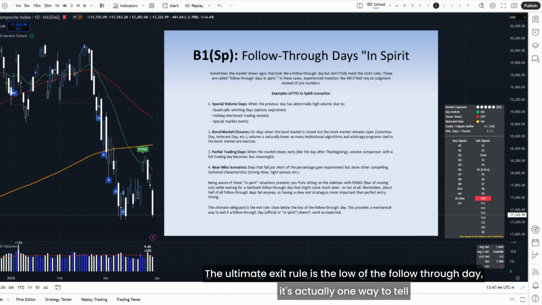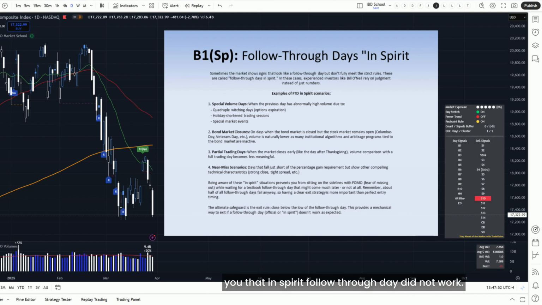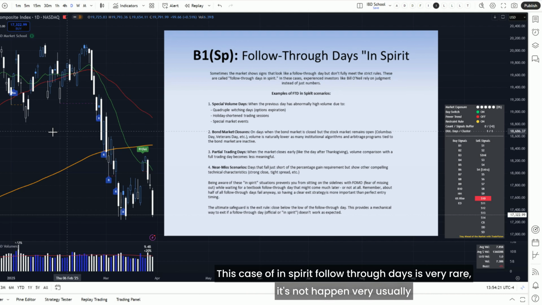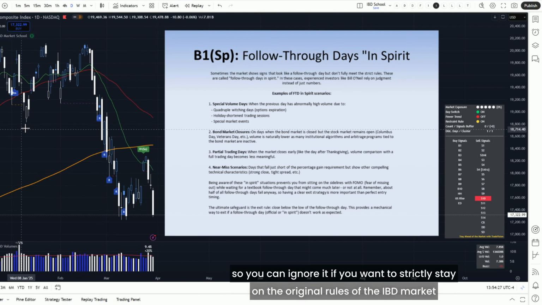The ultimate exit rule is the law of the follow-through day. It's actually one way to tell you that the in spirit follow-through day did not work. This case of in spirit follow-through days is very rare, it does not happen very often. So you can ignore it if you want to strictly stay with the original rules of the IBD Market School.